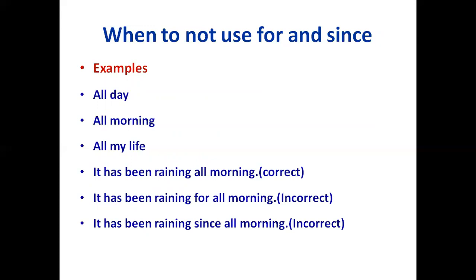It is correct. It has been raining for all morning. This is wrong. We should not use for when we use all. Number third, it has been raining since all morning. This is incorrect because we used here since. We don't use since or for when we use all morning, all day, all my life.